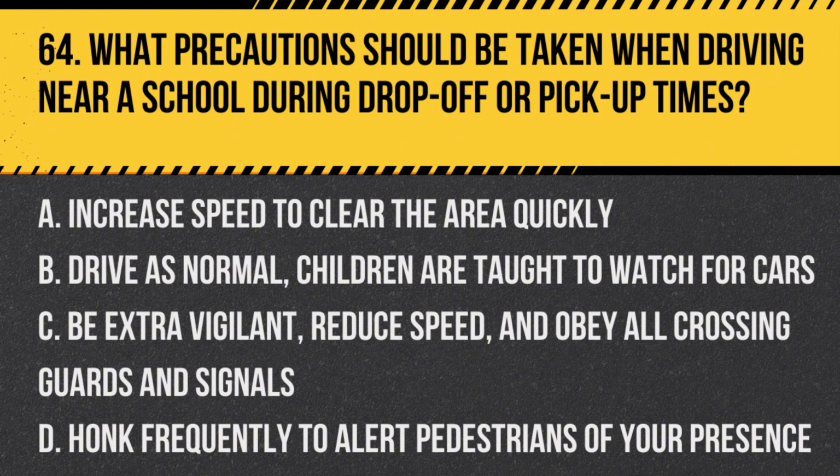A. Increase speed to clear the area quickly. B. Drive as normal. Children are taught to watch for cars. C. Be extra vigilant, reduce speed, and obey all crossing guards and signals. D. Honk frequently to alert pedestrians of your presence. Answer: C. Be extra vigilant, reduce speed, and obey all crossing guards and signals. Safety around schools is paramount.